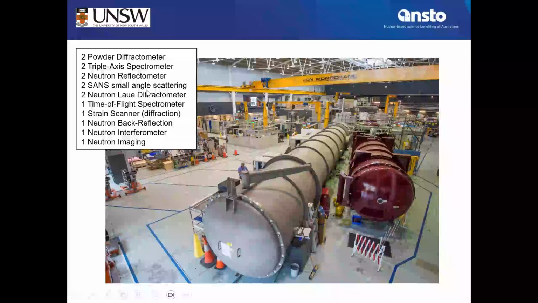And in total, there are two powder diffractometers, Wombat and Echidna, two triple-axis spectrometers, a cold and a thermal. We have two neutron reflectometers, Platypus and Spatz. Neutron Laue diffraction, the instrument Koala. Actually, the smaller one, I did build that up. Pelican time-of-flight, strain scanner, neutron backscattering, neutron interferometer, and neutron imaging. So I would say, as compared to other big facilities, we are very well equipped with a really large access to different techniques.